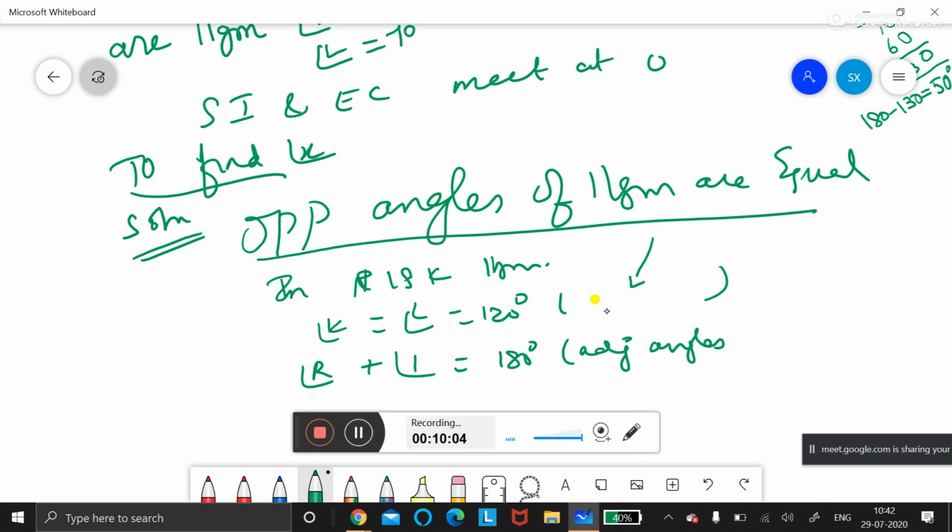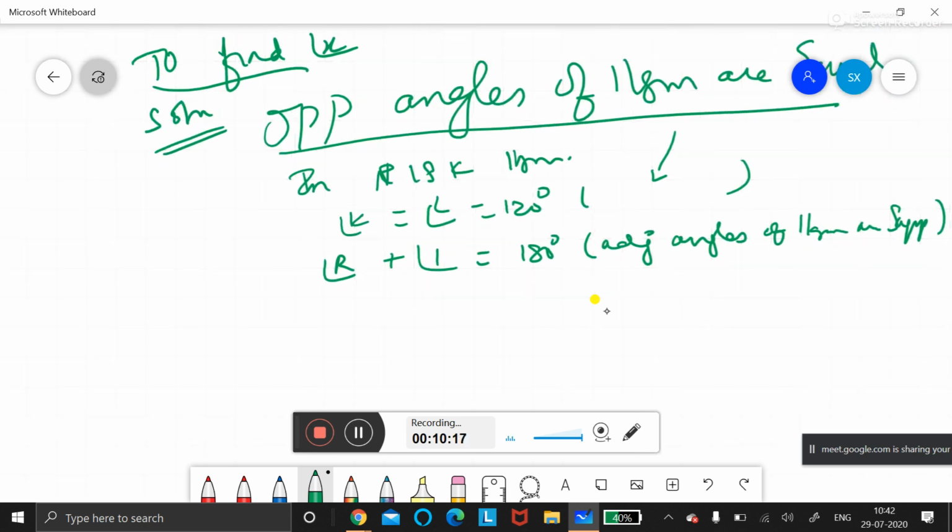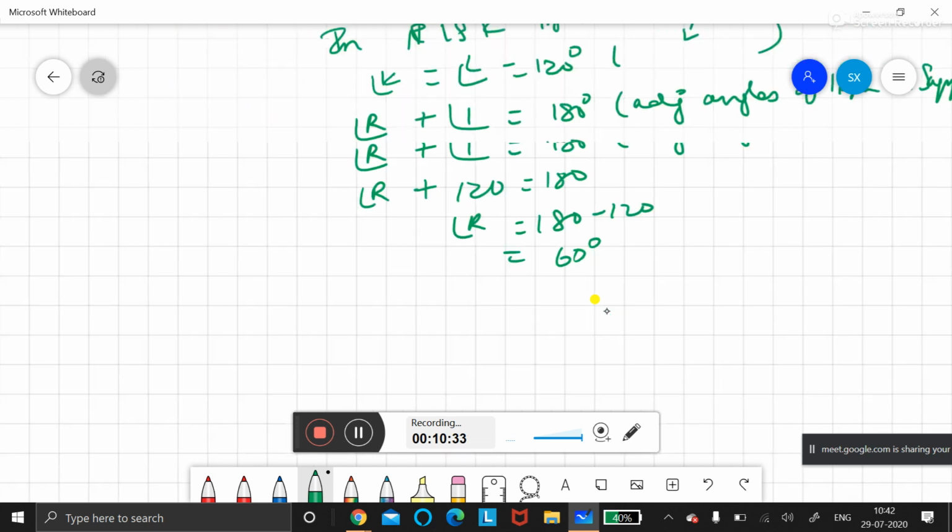Very good, Sai Sabrish. So nice. Correct. Adjacent angles of a parallelogram are supplementary. According to this property, R plus I is 180. R we don't know, I we know. So what is this R? We know how to do it orally, but every step is important here. This is over. RISK is over.